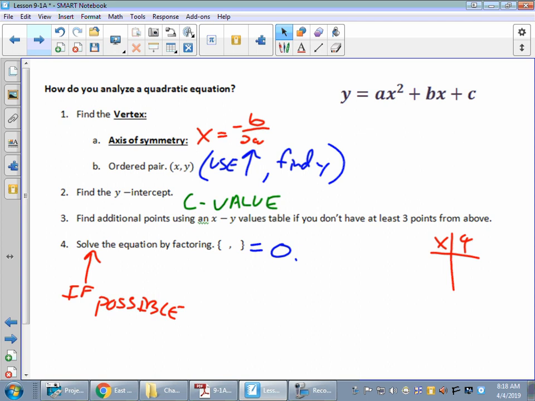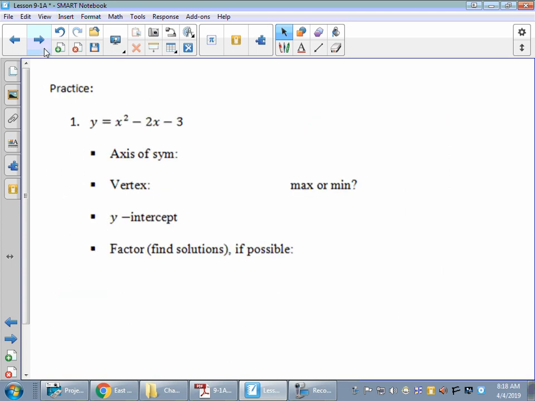Again, find the vertex. You use the axis of symmetry to get your x value. Plug it into the equation, and whatever you get, plug it in for your x's, and then you'll get a y value. Y-intercept is your c value. Use additional points if you have to graph, and then solve the equation by factoring. Okay, so let's do some examples, and we're not actually going to graph them today. We'll get on to graphing in the next section.